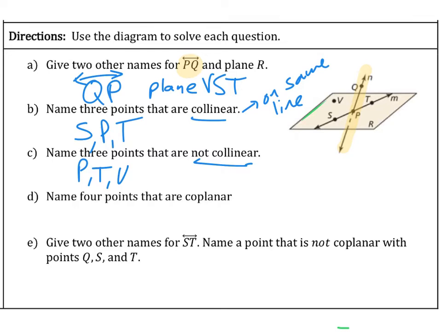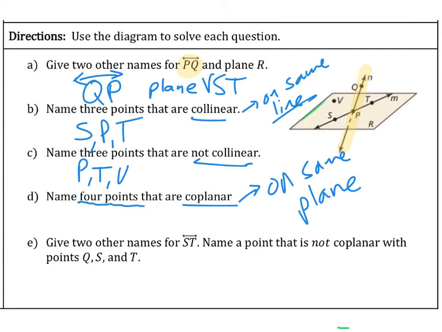How about 4 points that are coplanar? Oh, what does coplanar mean? Well, if collinear means on the same line, coplanar means on the same plane. So they all live on that flat surface. So can you find 4 points on that flat surface, that shaded tan surface there? Well, looks like S, P, and T are all on that. Is R on that? Well, wait a minute. R is not a point. Don't use R for a point. There's no dot next to it. But we can use V. So how about S, P, T, and V? Those are all on the same plane.